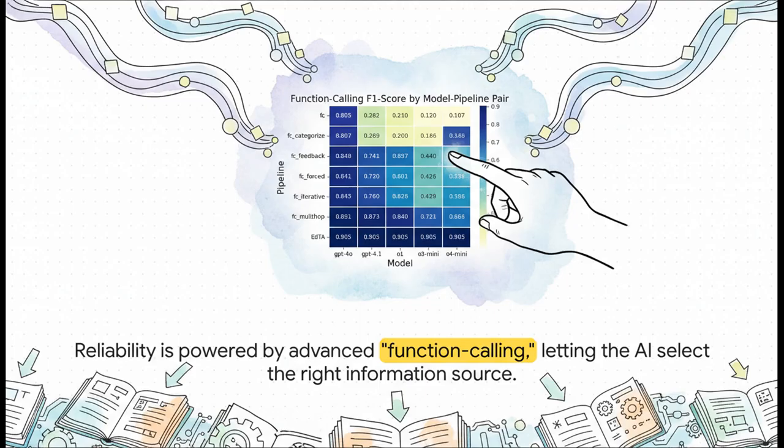This chart here shows how different AI models compare on their ability to do this precisely. The darker the square, the better the model is at finding the exact source of information for any given task. It's this precision that prevents errors and makes sure the final app it builds is incredibly reliable.